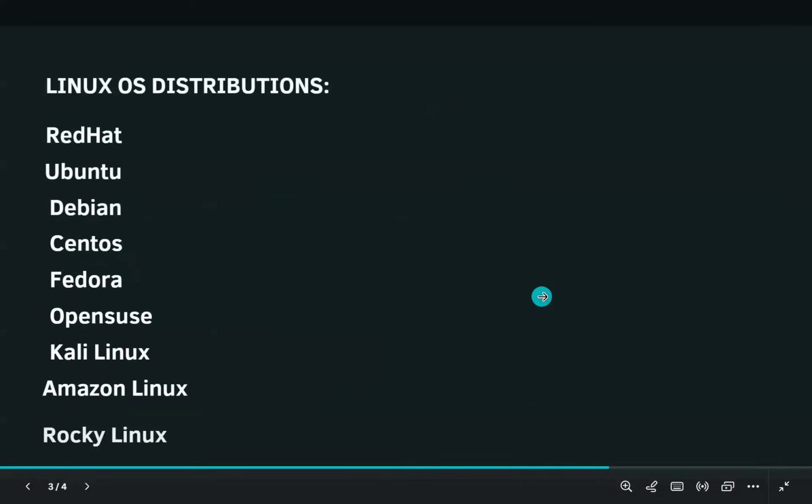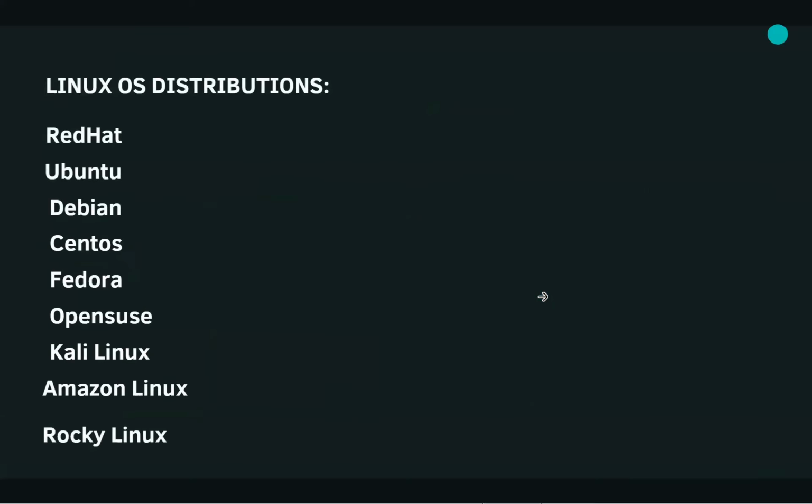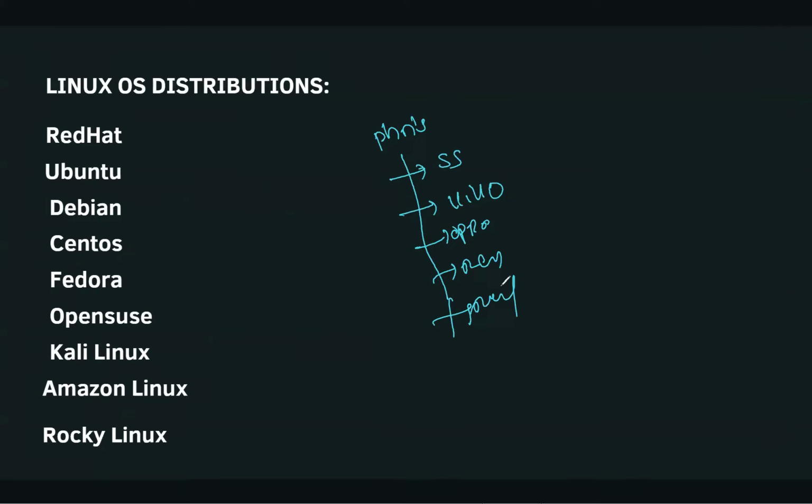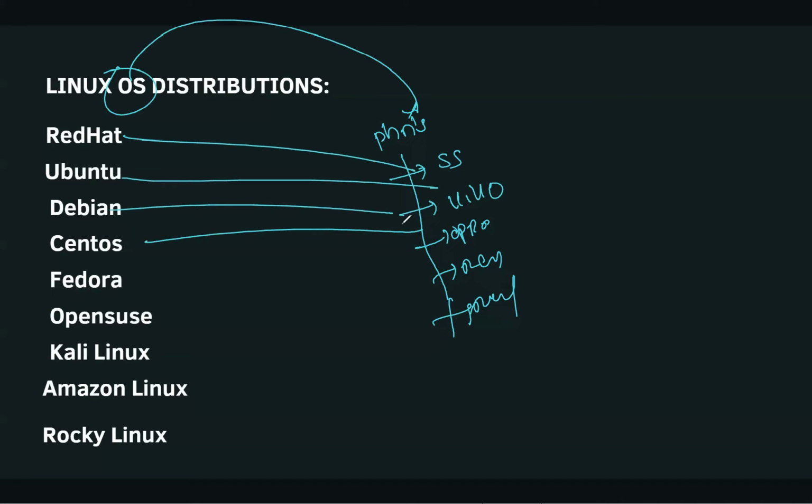After this, what do we have? We have the Linux OS distributions. So see here, let's say daily we are using phones, right? In phones, we have a number of types of phones, like Samsung, Vivo, Oppo, Realme, Redmi. So we have different types of phones. If phone is the OS, then these are all the distributions. So clear for all of you? Distributions of OSs.